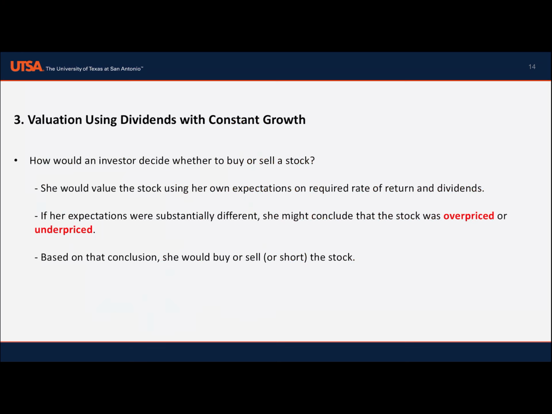Okay, valuation using dividends with constant growth. How will an investor decide whether to buy or sell a stock? She will value the stock using her own expectations on the required rate of return and dividends. Sometimes we have the required rate of return, but sometimes you don't, and in some situations you need to calculate or estimate the required rate of return and dividends. If her expectations differ substantially from the market, she might conclude that the stock was overpriced or underpriced.